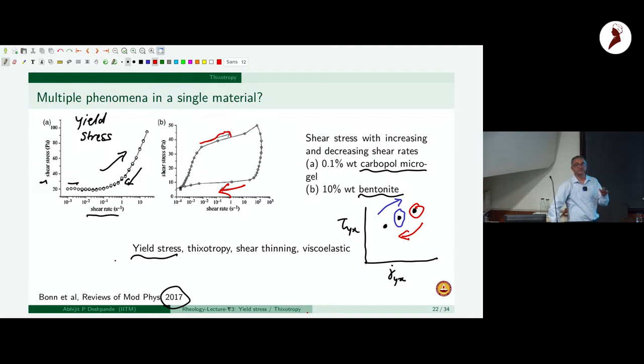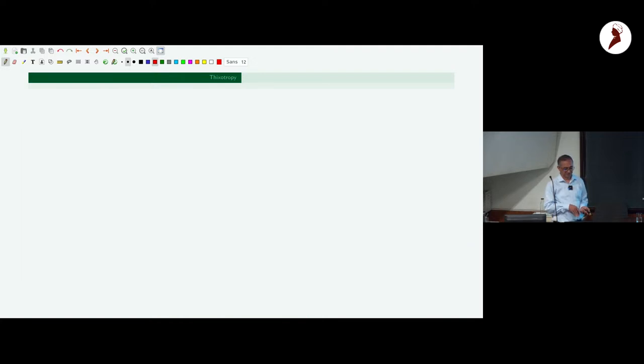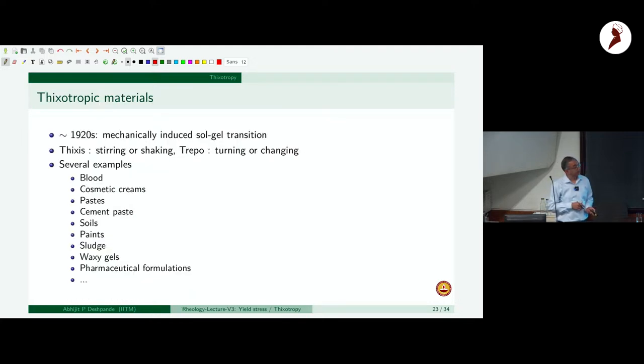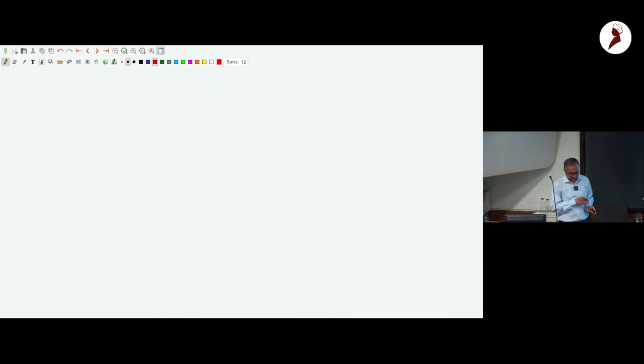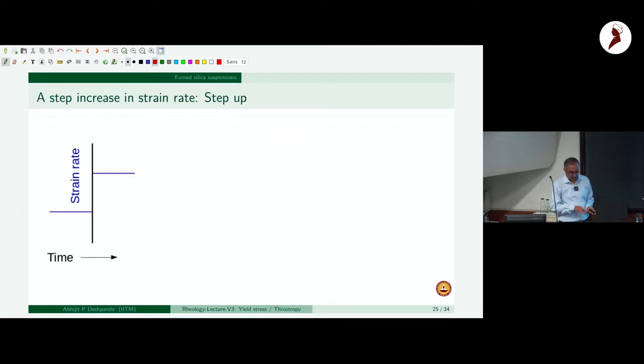So therefore, this gives us the next point: while looking at a thixotropic system, one should look at the transition from one steady state to the other, as opposed to looking at the picture in this form. And so I'll skip through some of these introductory things and talk about this.